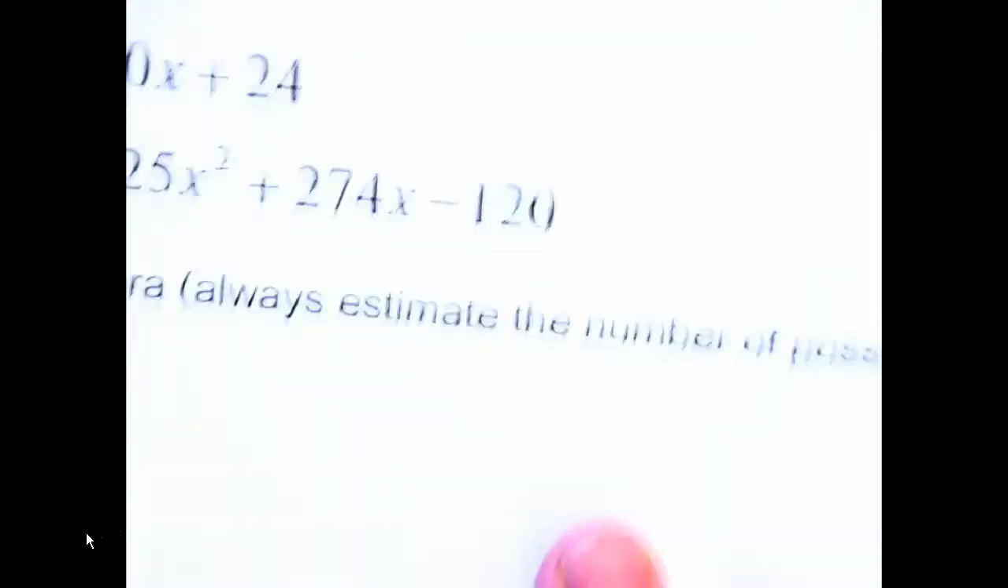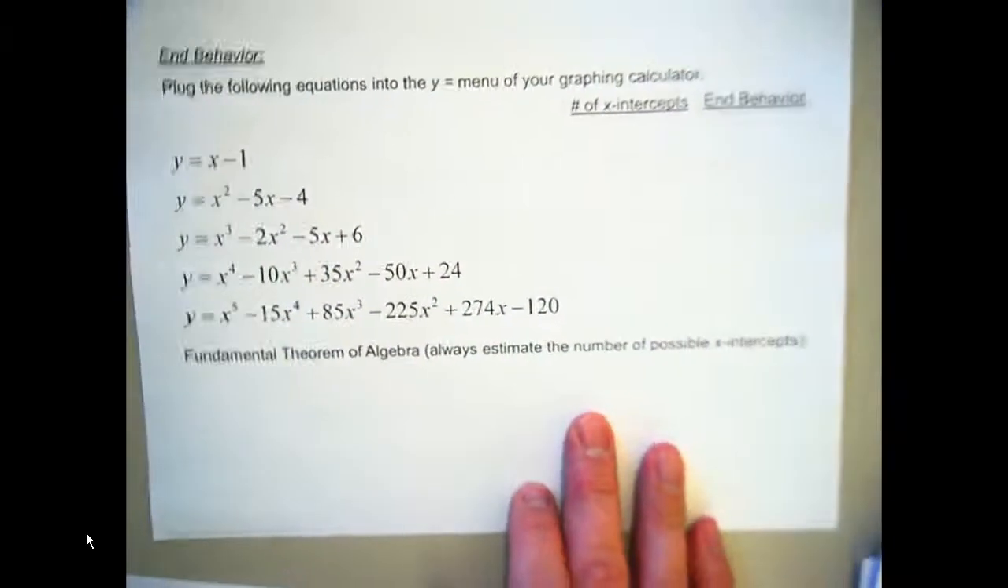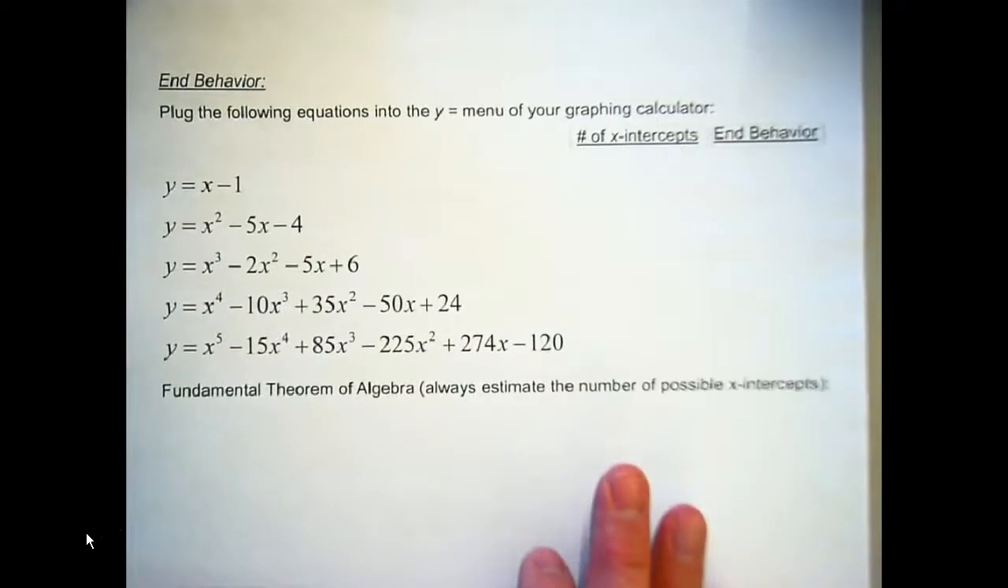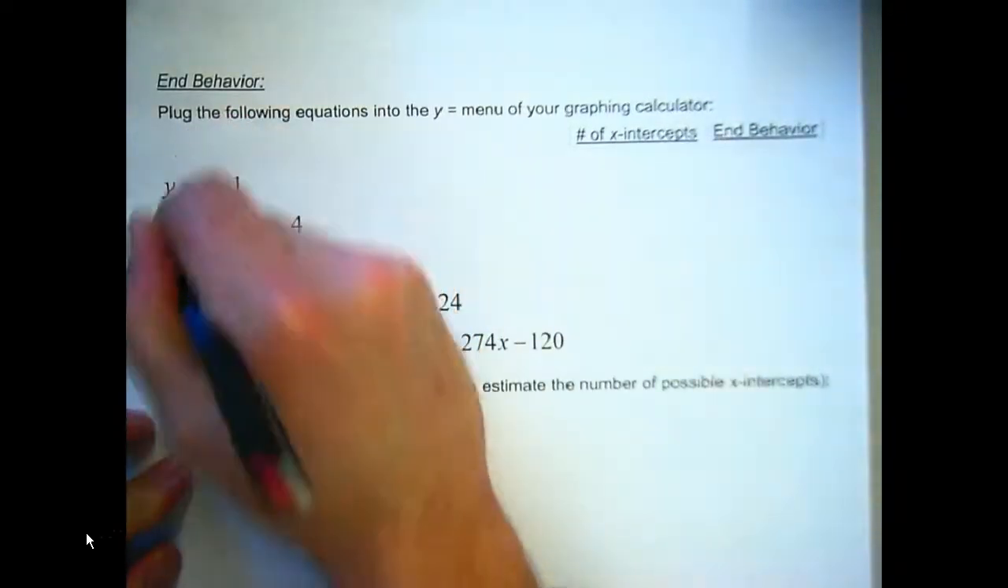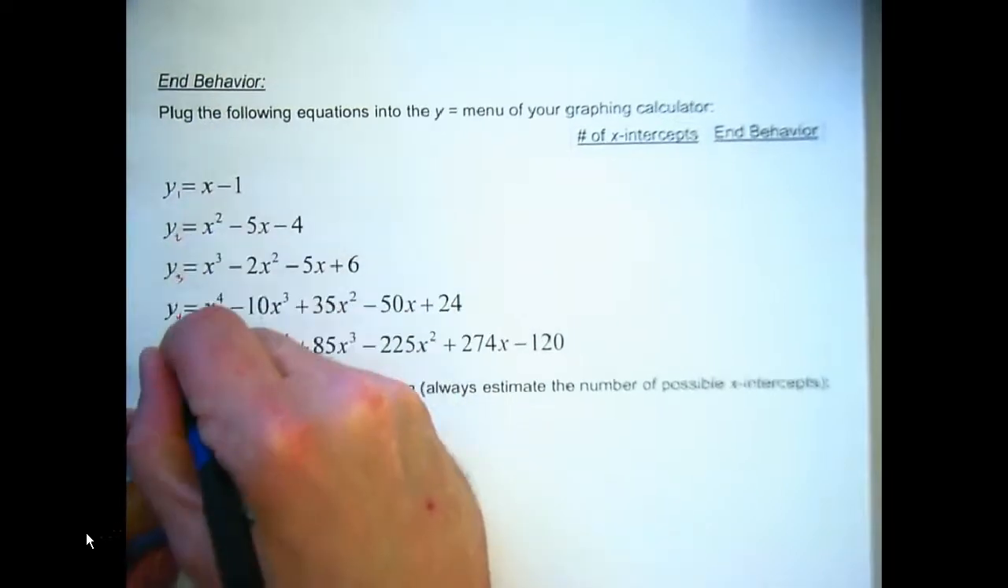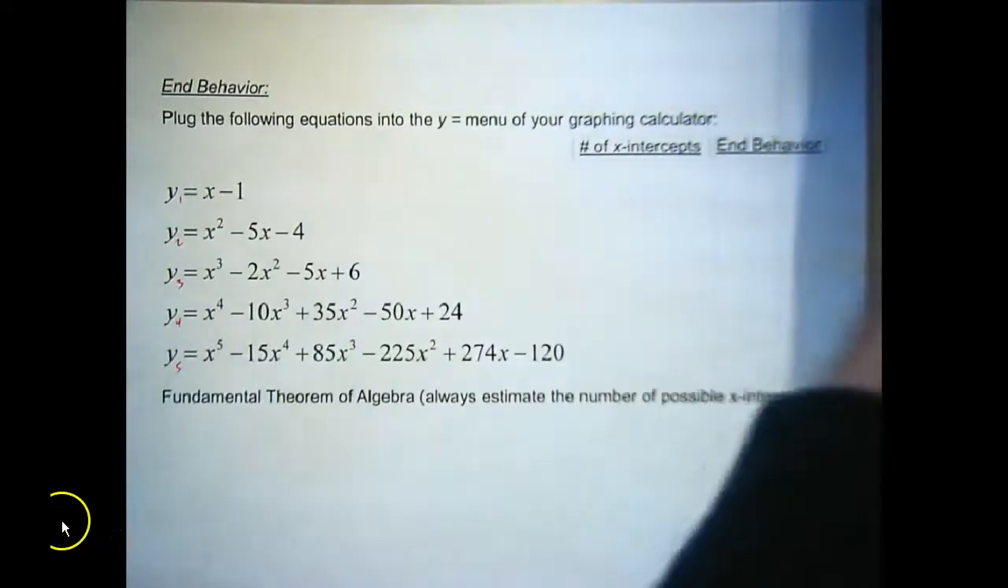Okay, I want you to go ahead and take a break from that. Go ahead and take your note page and turn it over. On the back of the note page, you have this. What I'd like you to do is get that stuff into your graphing calculator. We will call this y sub 1, 2, 3, 4, and 5. Go ahead and get them in there first, and we'll talk.